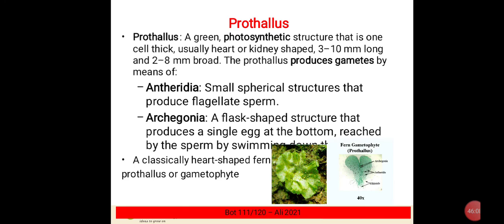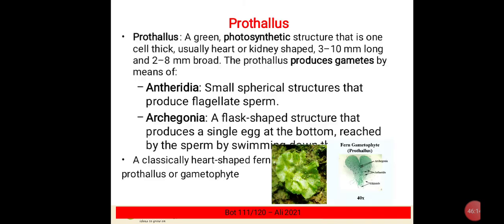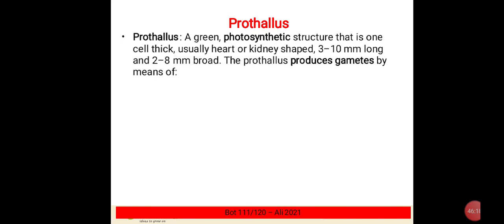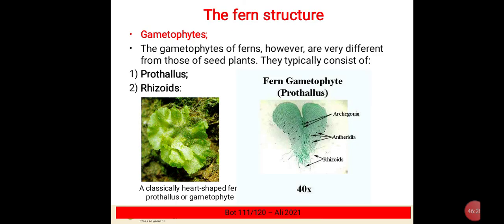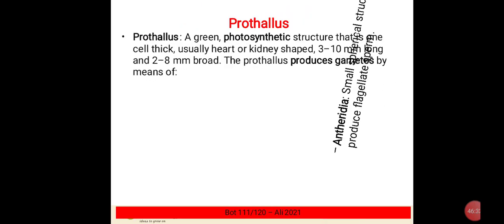Now let's continue. These are the rhizoids. I said earlier, they are root-like structures in the prothallus. Let's go back to it. These are like roots. Now these roots, we call them the rhizoids. They are not true roots, but they are known as rhizoids. They are used to obtain nutrients from the soil.